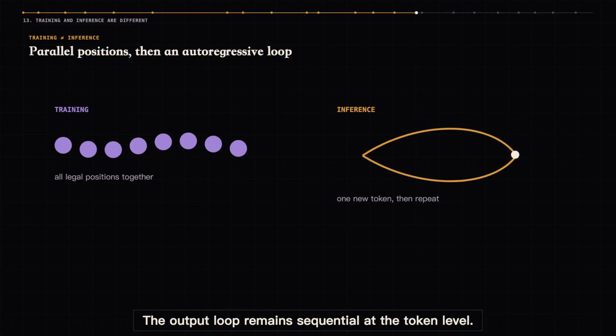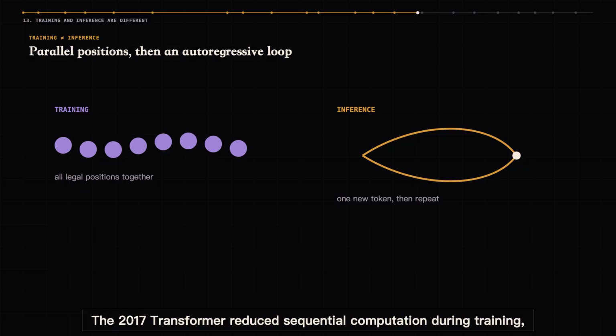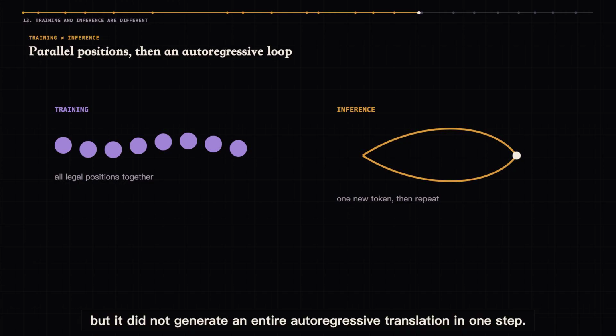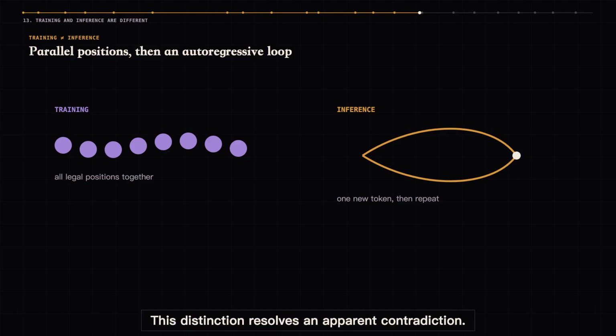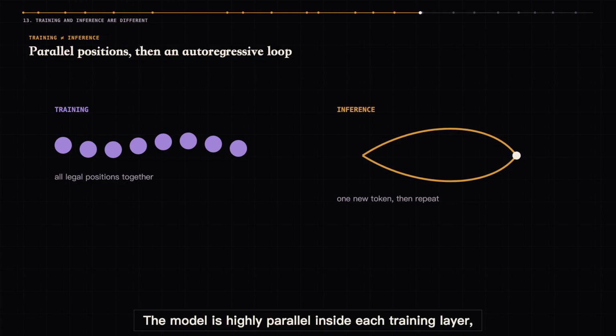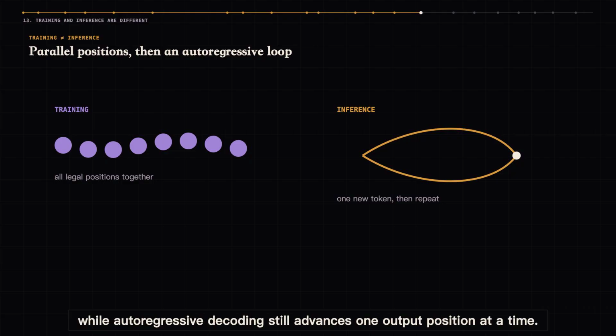The output loop remains sequential at the token level. A later token depends on the prefix selected so far. The 2017 transformer reduced sequential computation during training, but it did not generate an entire autoregressive translation in one step. This distinction resolves an apparent contradiction. The model is highly parallel inside each training layer, while autoregressive decoding still advances one output position at a time.